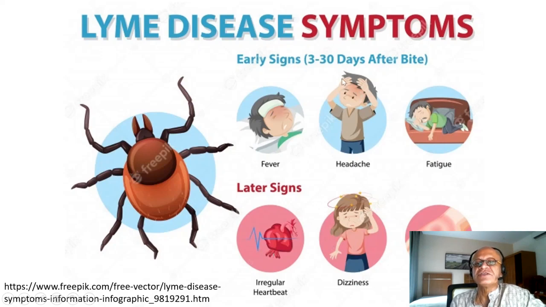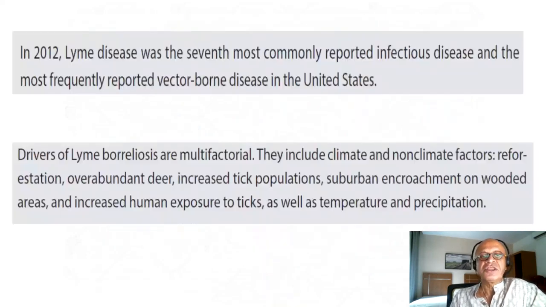So early signs include these, and later signs include irregular heartbeat, dizziness, and the bullseye. So you can see that bullseye may appear much later than these other symptoms, and it can remain in the body for a very long time. In 2012, Lyme disease was the 7th most commonly reported infectious disease and most frequently reported vector-borne disease in the United States. Drivers of Lyme borreliosis are multifactorial.